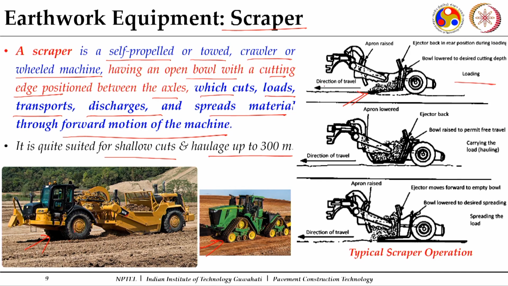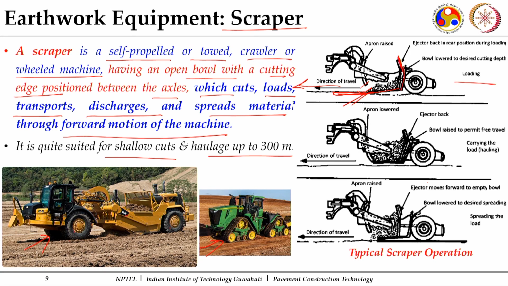Now, see what is happening. This is the loading part. It is traveling in this direction. You can see there is a bowl, and this bowl is lowered. You have an ejector which is presently in the rear position. The apron is in a raised condition, you can see there is a gap, and the bowl is lowered. So it will cut your soil.